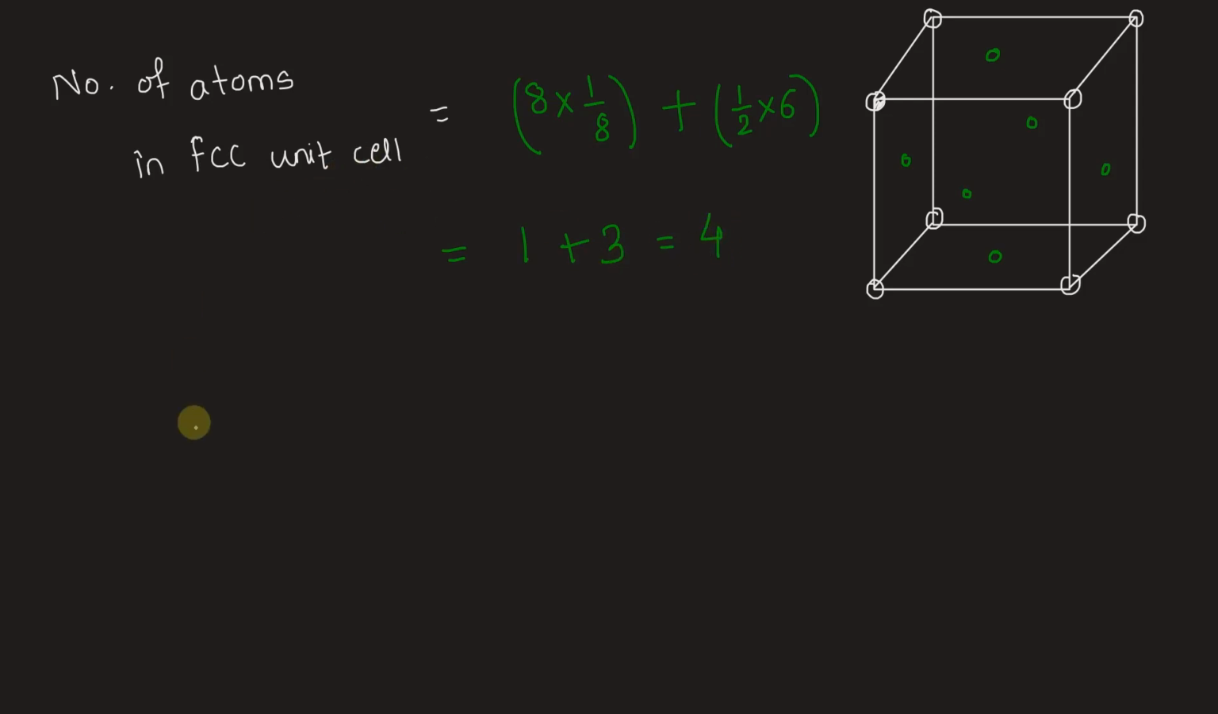Now we need to calculate the number of slip systems. So a slip system is basically a combination of the slip plane and the slip directions. And these planes and directions are nothing but the plane and direction of the highest density. That is, the plane that has the highest density of atoms in it will be called the slip plane, while the direction along the edge of the slip plane will give us a slip direction.